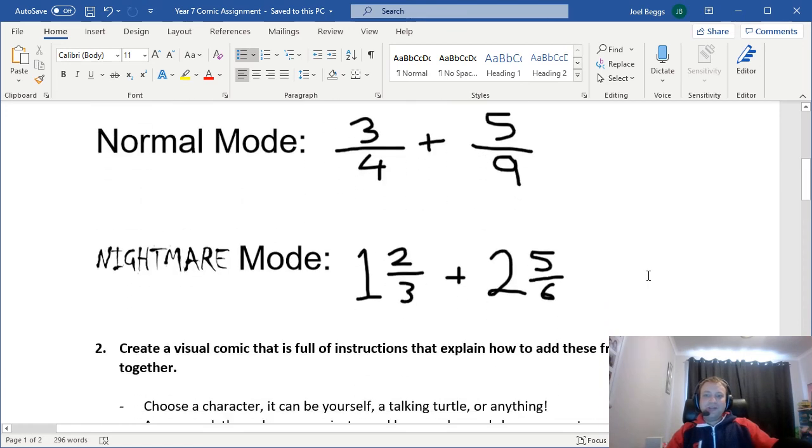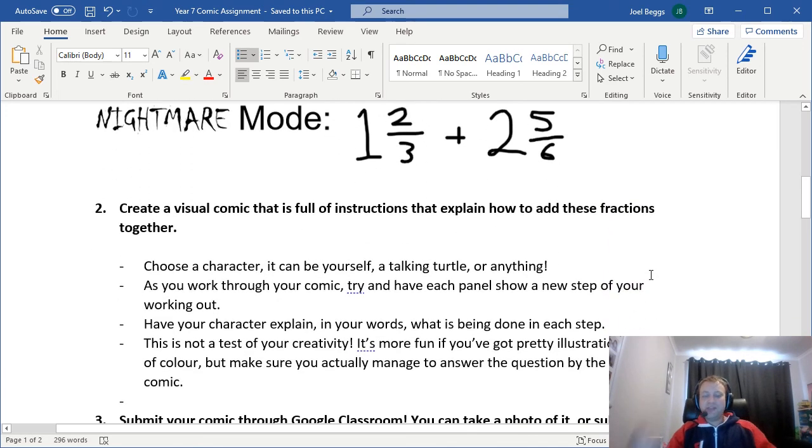And then what you'll be doing is creating a visual comic that is full of instructions, all right? So the instructions are the main part. We want you to explain in your own words what's going on with each step. So try and choose a character, like have someone doing the explaining. It can be yourself, it could be a talking turtle. Over the years, we've had a whole assortment of inanimate objects or animals explaining the steps of these comics, the steps of these fractions.